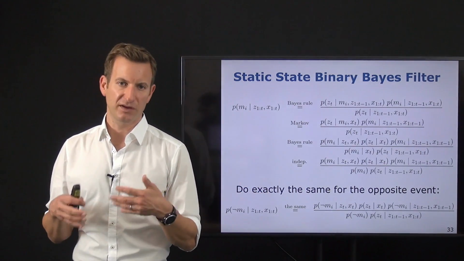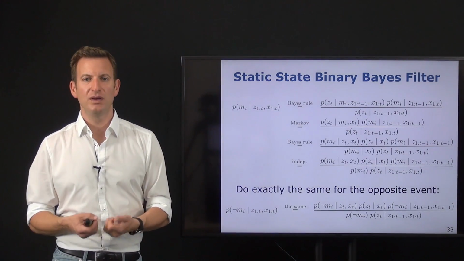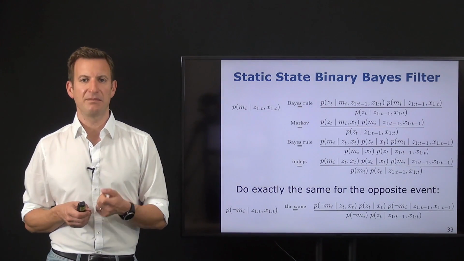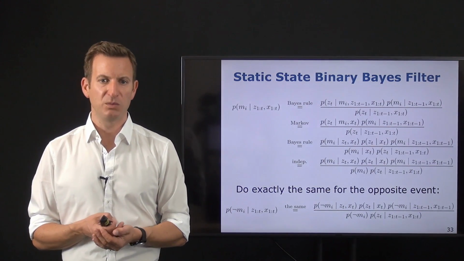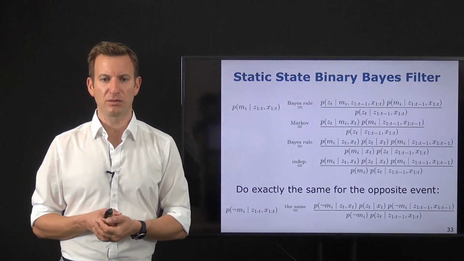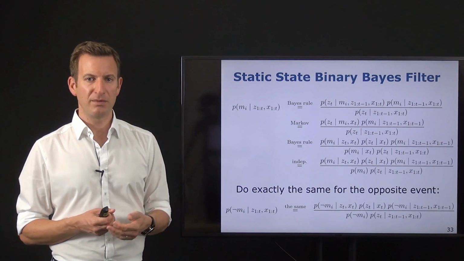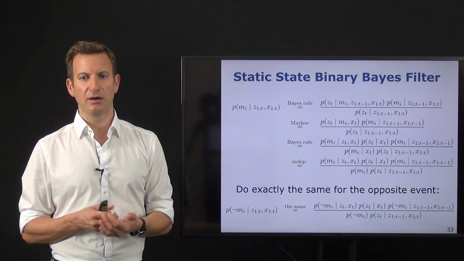Okay, so it's just kind of the event and the opposite event. And now I'm doing a trick which I can do, and this trick makes sense because I have a binary-based filter. So I have two possibilities in which the state can be in. So I'm computing the ratio of these two probabilities. So the probability of the event divided by the probability of the opposite event.